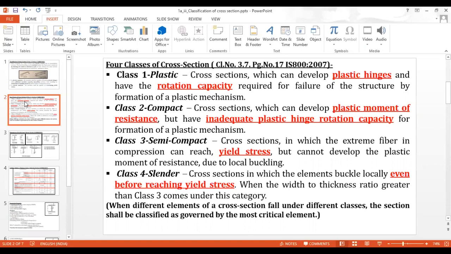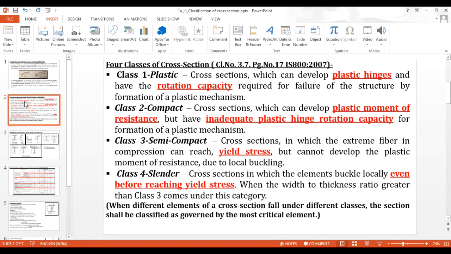The second section is the compact section. The compact sections are the ones which can develop the plastic moment of resistance but have inadequate plastic hinge rotation capacity for the formation of a plastic mechanism. Hence, for design of any structure, plastic sections are preferred. If not, compact sections are preferred.